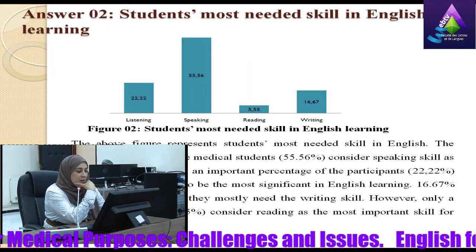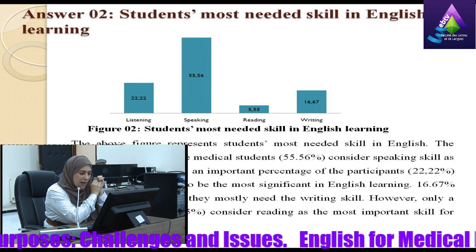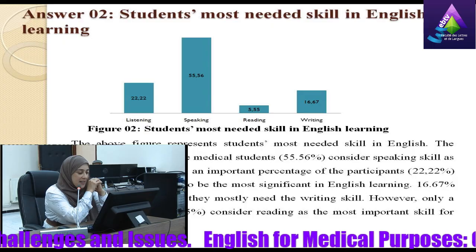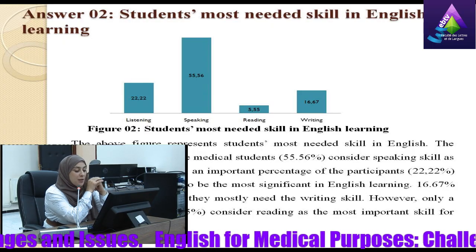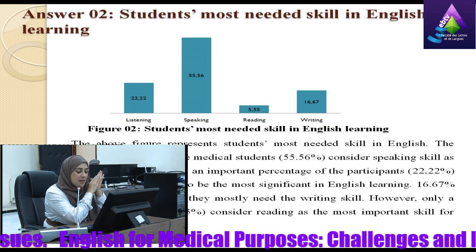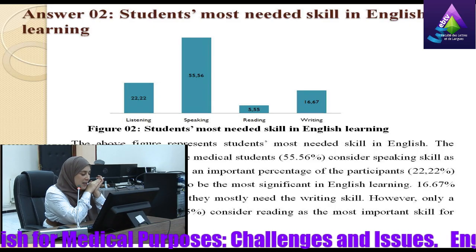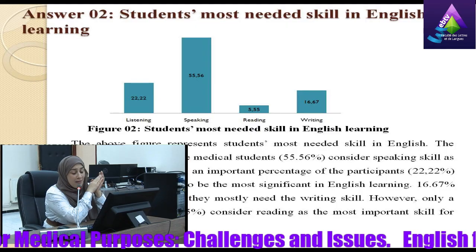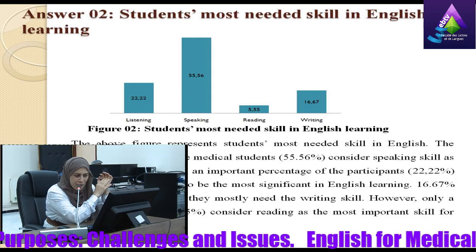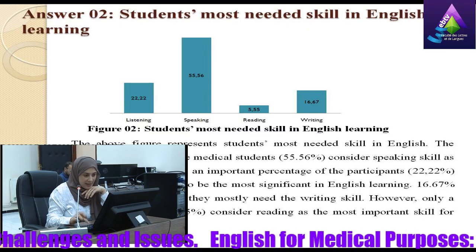The second answer is students' most needed skill in English. It has been found that speaking skill got the highest percentage; these students consider speaking skill the most important skill for them. An important percentage of the participants, that is 22.22%, consider the listening skill to be the most significant in English learning. 60.67% report they mostly need the writing skill, and the remaining participants, a minority of 55%, said that the most important skill for them is the reading skill.